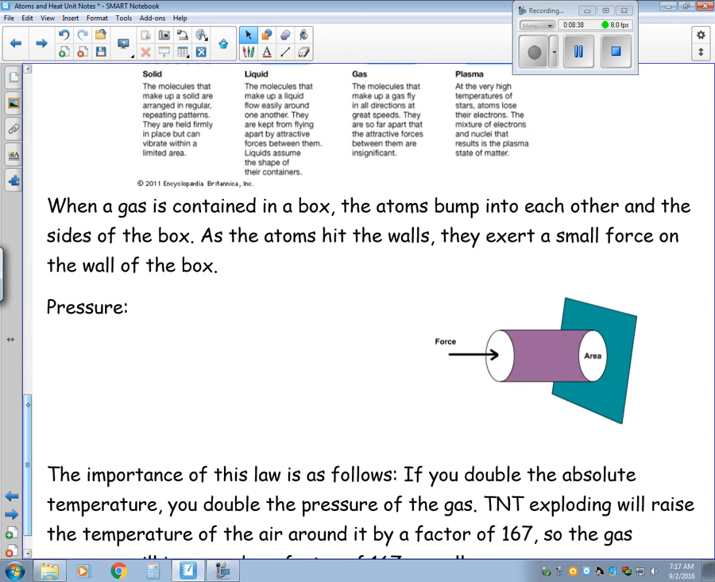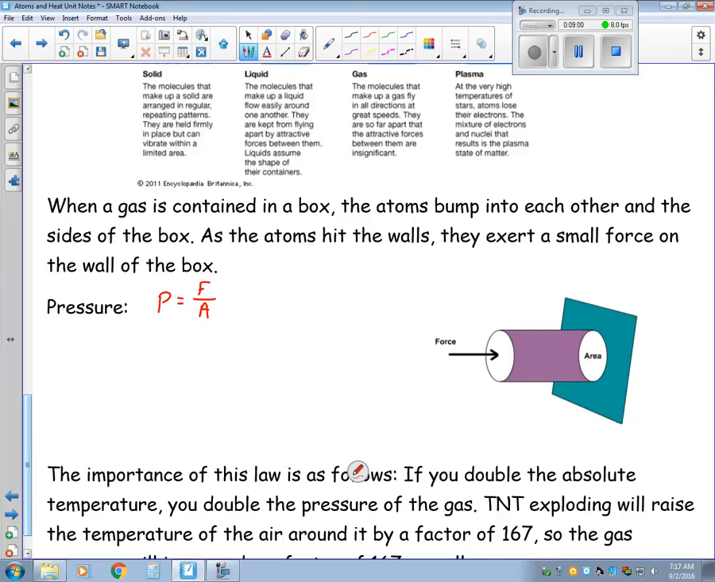When a gas is contained in a box, the atoms bump into each other and the sides of the box. As the atoms hit the box, they exert small forces on the walls of the box. That's what we call pressure. Pressure is equal to a force divided by an area.